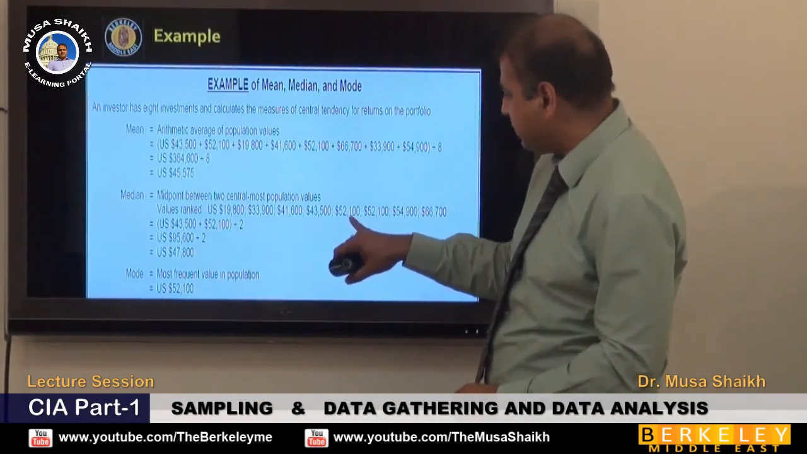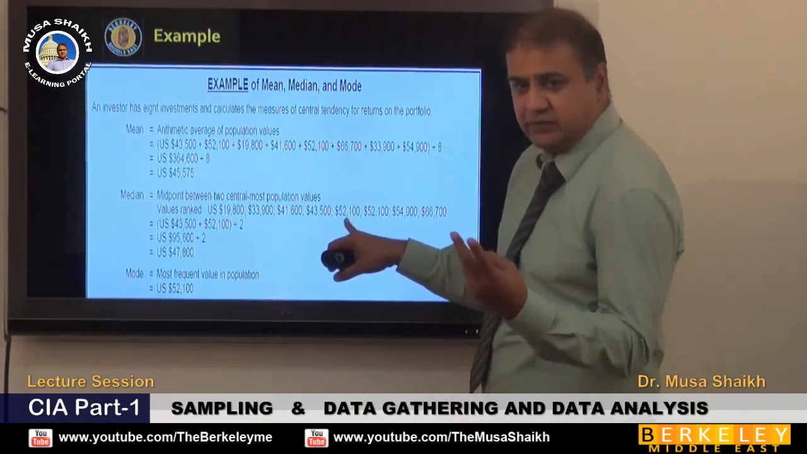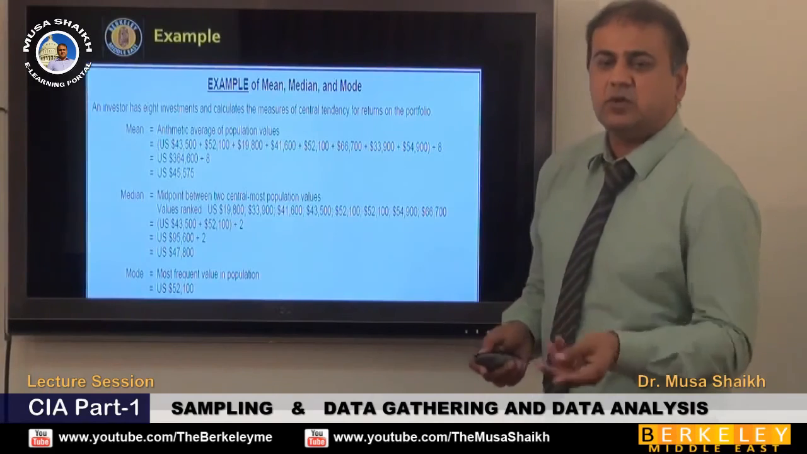The most frequent value in the population, meaning the one that is repeated most, is the mode. You can see 52,000 appears one time, two times. This is the only value which is repeated two times. So this is the most recurring value, and that is called the mode.